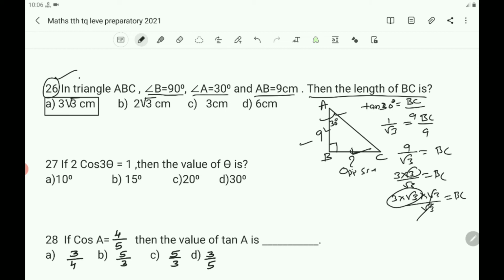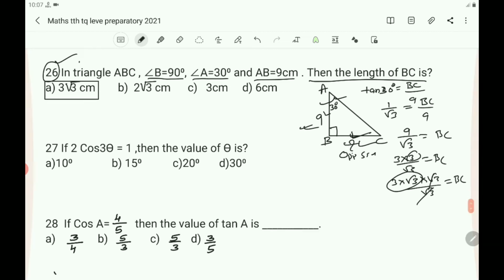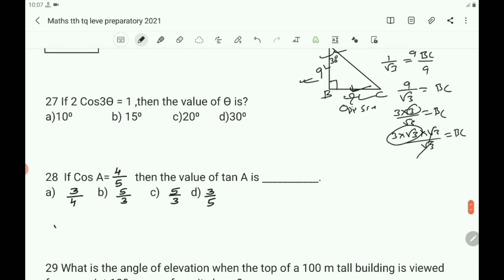Here you must know which trigonometric ratio has the opposite side by the adjacent side, that is tan theta. By using that knowledge, you can get the value of BC.